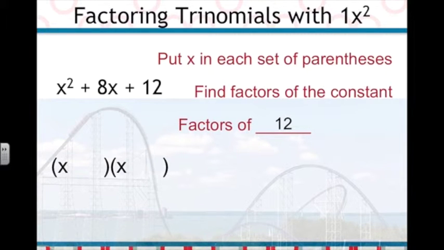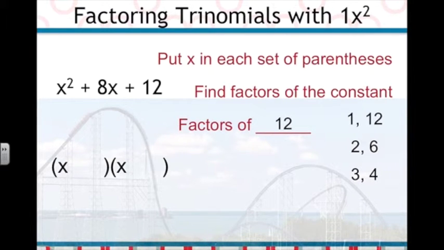When you're finding factors of a number, you want to make sure you find all of them. So let's start with the obvious one, 1 times 12. Next, 12 is even, so 2 is a factor, which gives us 2 times 6. Finally, 12 equals 3 times 4.